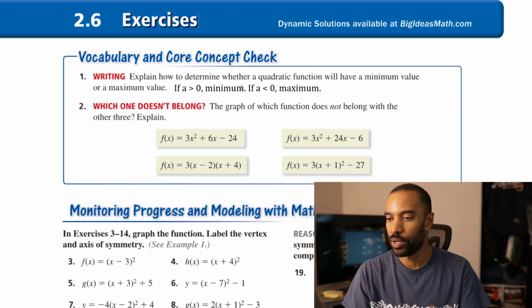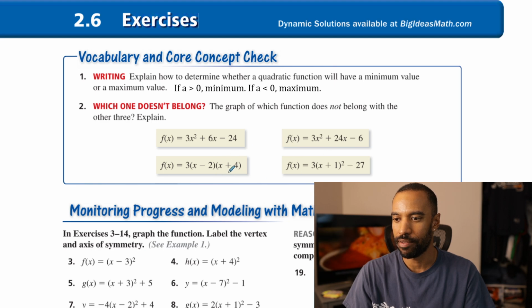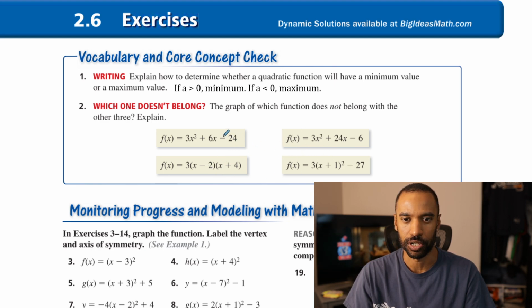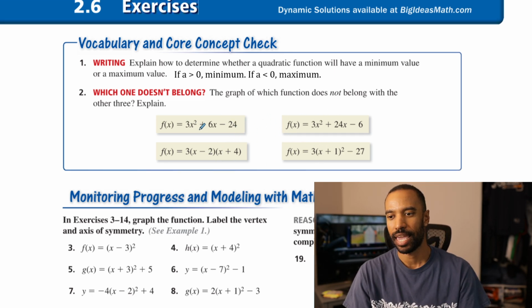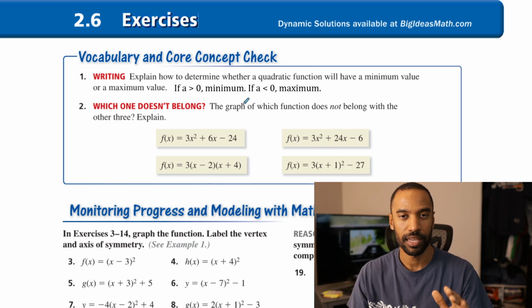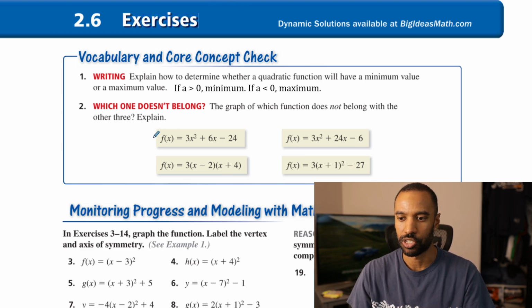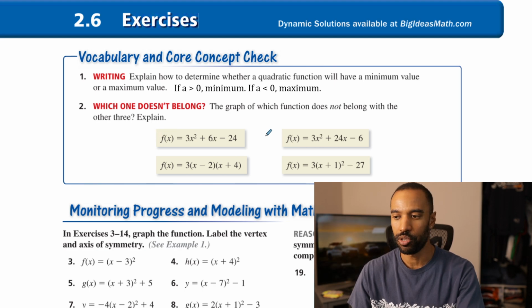Number 2, which one doesn't belong? The graph of which function does not belong with the other 3? Explain. Well, I assume that 3 of these are the same exact function because 2 of them are standard form. One's intercept form, one's vertex form. Now, there are a lot of things I can do, and maybe I can play with this a little bit, but I can do rewrites of any of these, assuming they're actually doable. Like, let me check on the standard form ones. Actually, let me do those ones last.